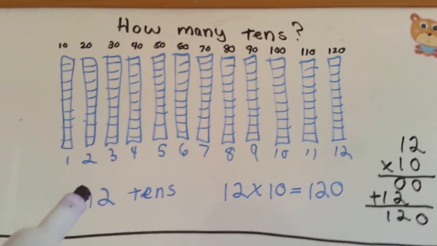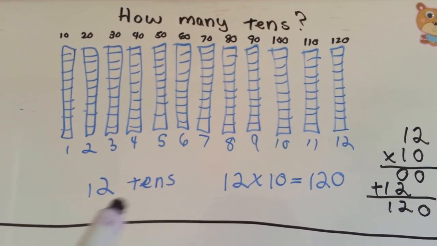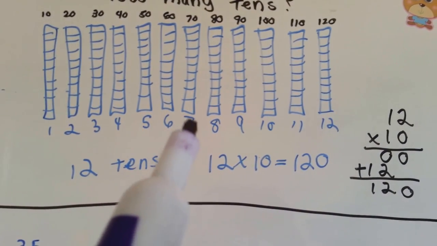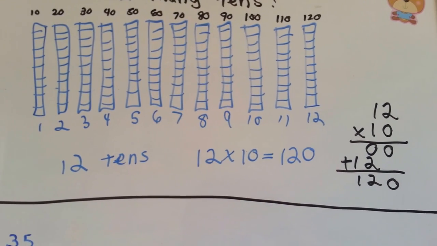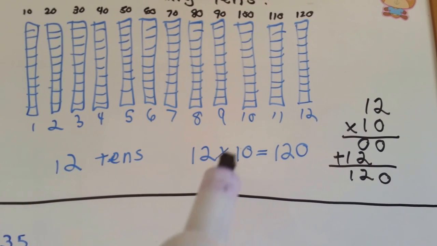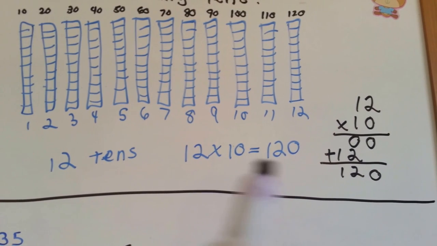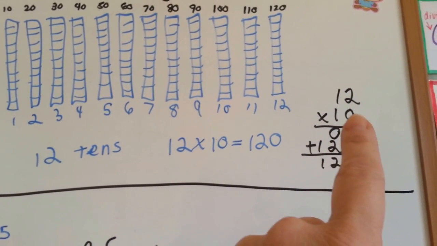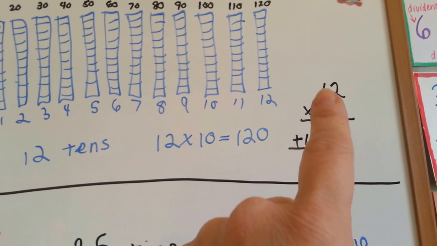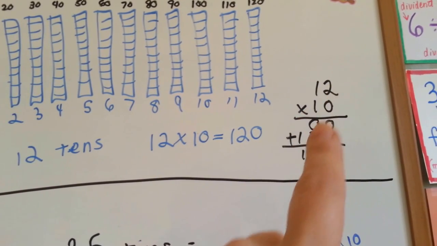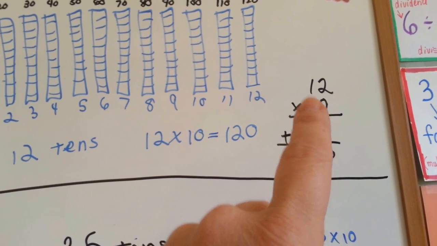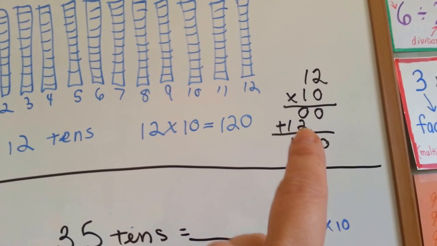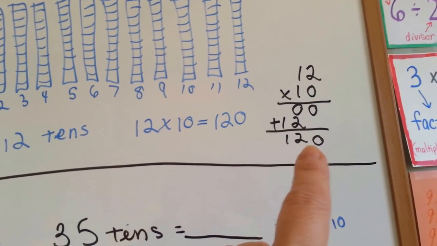Okay? Look it. We have 12 tens. How many tens? 12 tens. 1, 2, 3, 4, 5, 6, 7, 8, 9, 10, 11, 12. That's the same thing as saying 12 times 10. It equals 120. 12 times 10, what you do is you say 0 times 2 is 0, 0 times 1 is 0, 1 times 2, we put it here, is 2, and 1 times 1 is 1. Then we add them, 0, 0 plus 2 is 0, and we drop the 1 down, so it's 120.